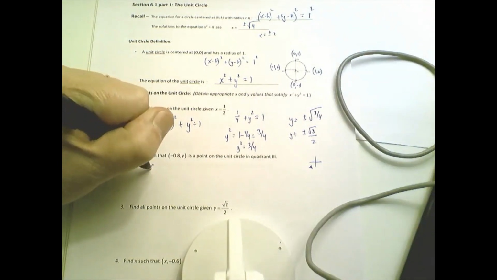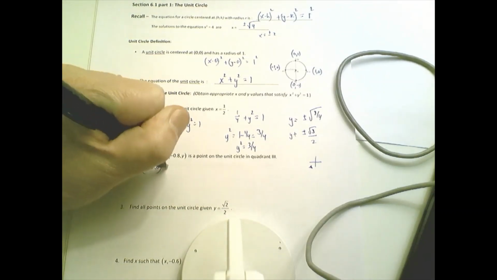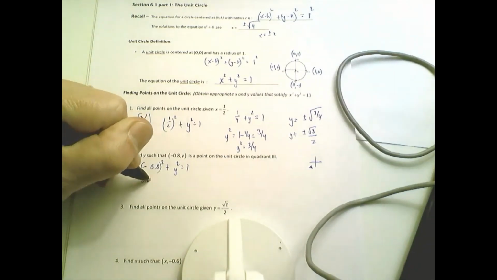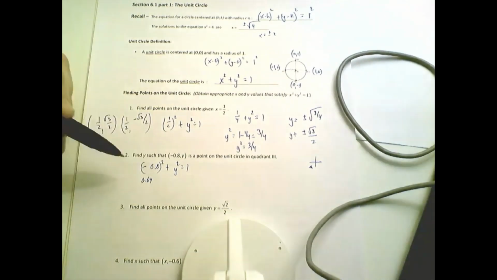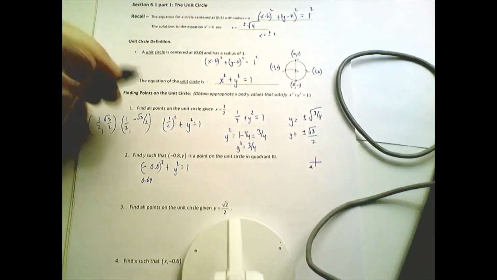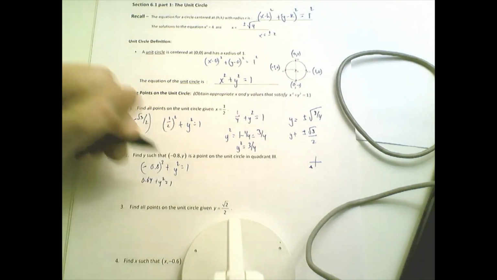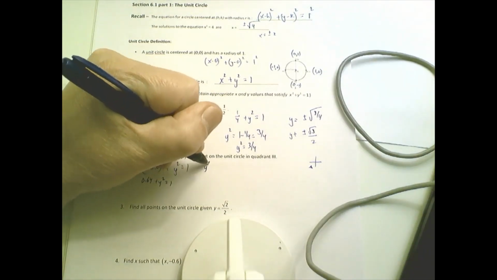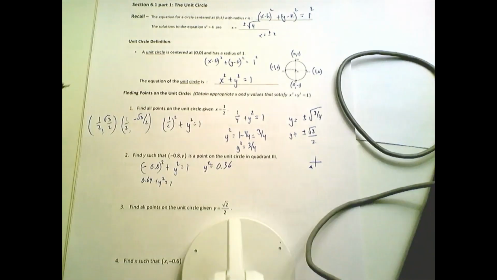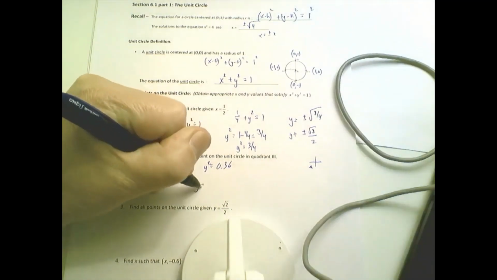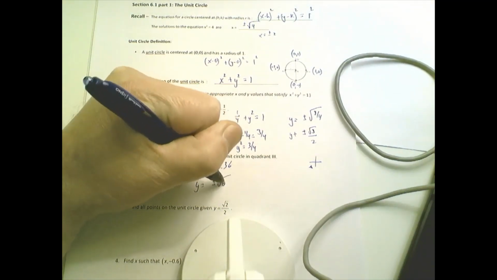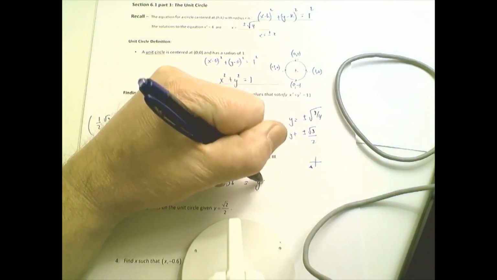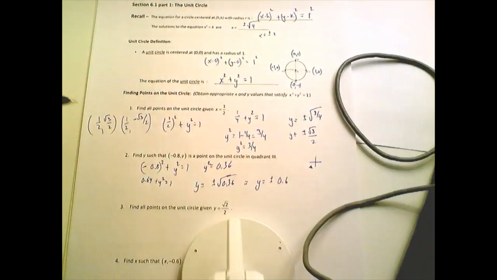Again, x squared plus y squared equals 1 is going to be true. Negative 0.8 squared plus y squared equals 1. Negative 0.8 times negative 0.8 is 0.64 positive, plus y squared equals 1. Subtract 0.64 on each side. y squared equals 0.36. y equals plus or minus the square root of 0.36. And if you go to the calculator, you're going to come back with y equals plus or minus 0.6.